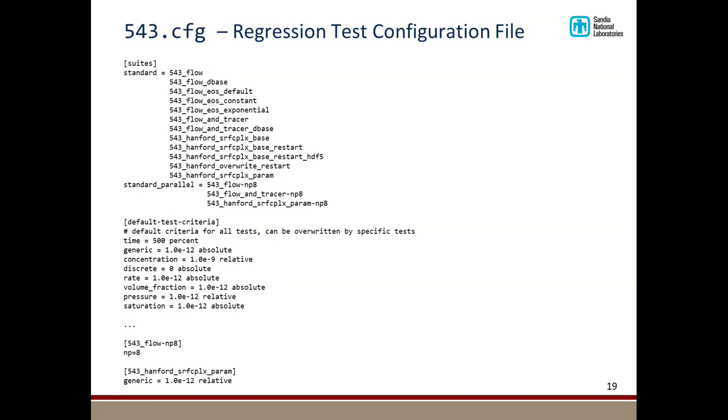This is one of our configuration files. This is just a standard regression testing run. This is a list of all the tests to be run in this directory. These are the parallel tests. These are the default tolerances for this file. And then you can actually go in and change the tolerances for specific tests. So there's a lot of flexibility here.